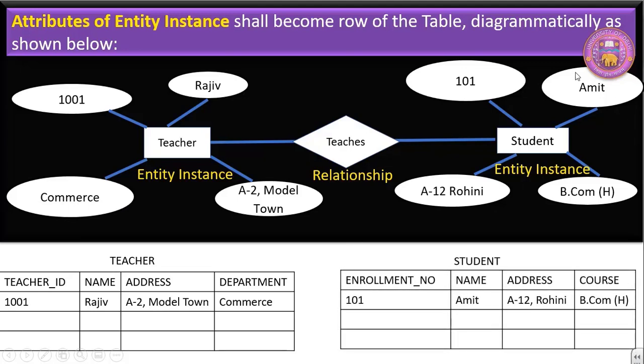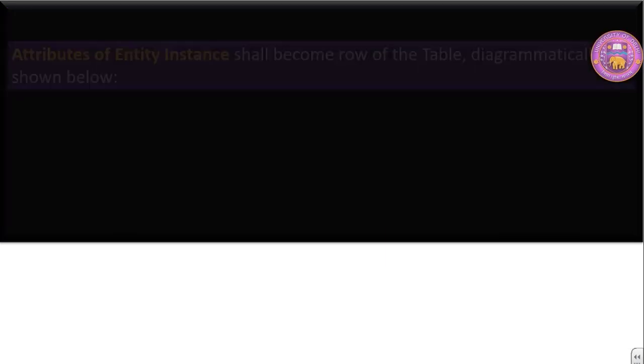These are the attributes of the entity instance: 101 Amit, BCom Honors, A-12 Rohini. All these are attributes of the entity instance. Attributes of the entity instance shall become the row of the table, and the name of the table is student. Attributes of the entity instance shall become the row of the table, diagrammatically shown below.